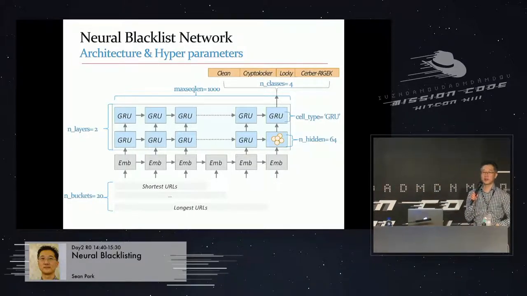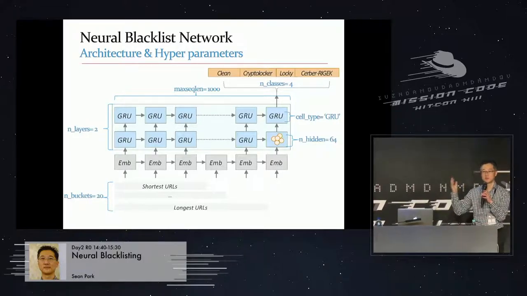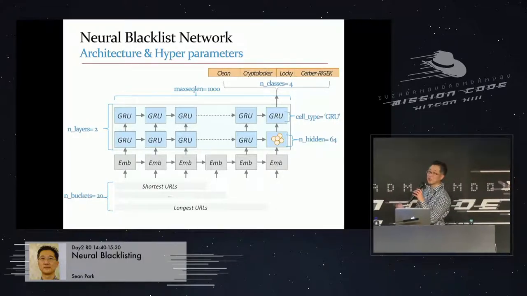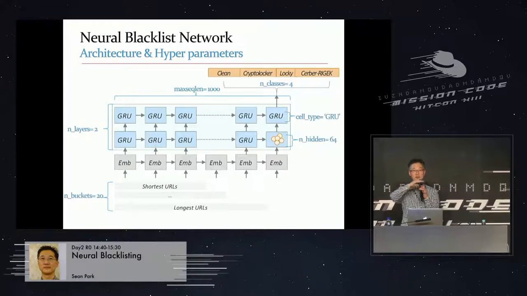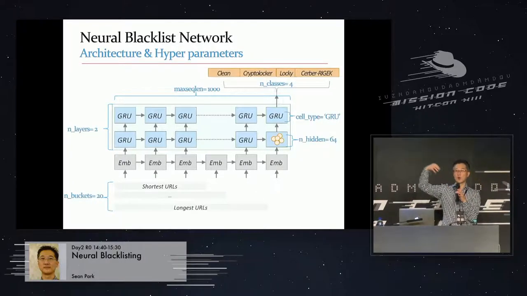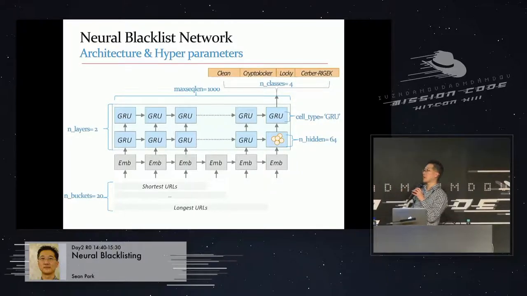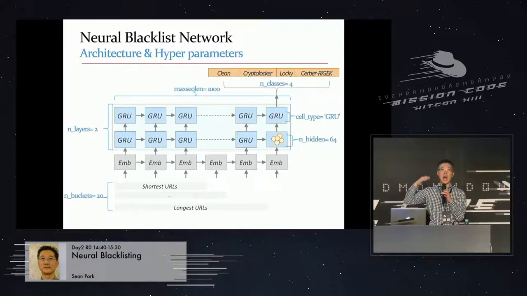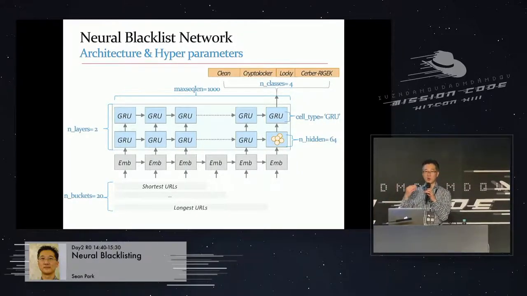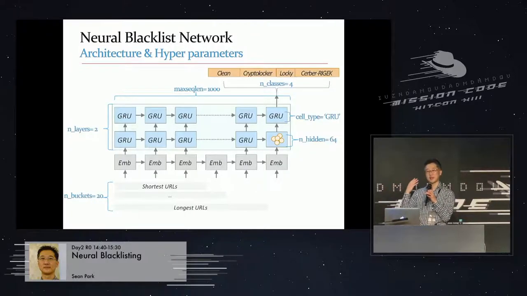And I'm going to explain the hyperparameters of that. So I've used only two layers. You might wonder, how can you actually do that? We've got just one single layer, but by simply feeding the output of the previous layer to the input of the next layer, you can have a more high-level understanding of the memory state.